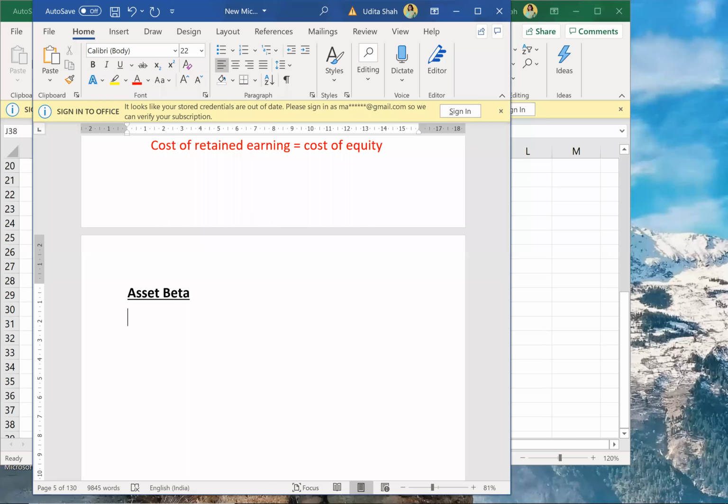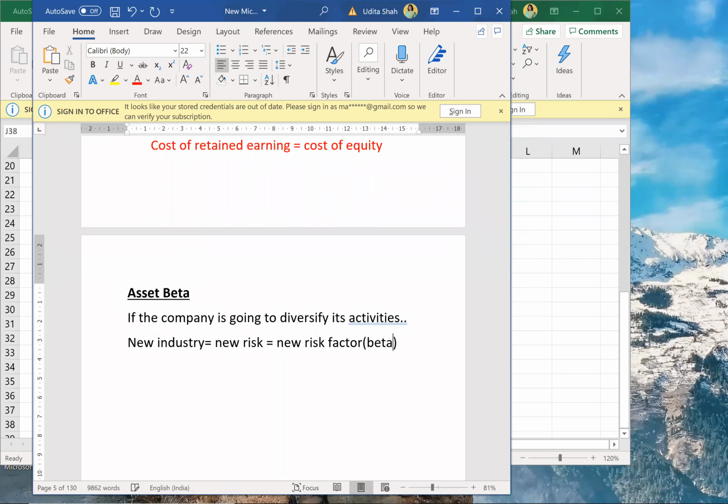So if the company is going to diversify its activities, what happens? New industry equal to new risk, correct? New risk equal to new risk factor. New risk factor means what? New risk factor is nothing but your beta. And if beta changes, guys pay attention, this is important. If beta changes, my equity changes, that is my KE changes.